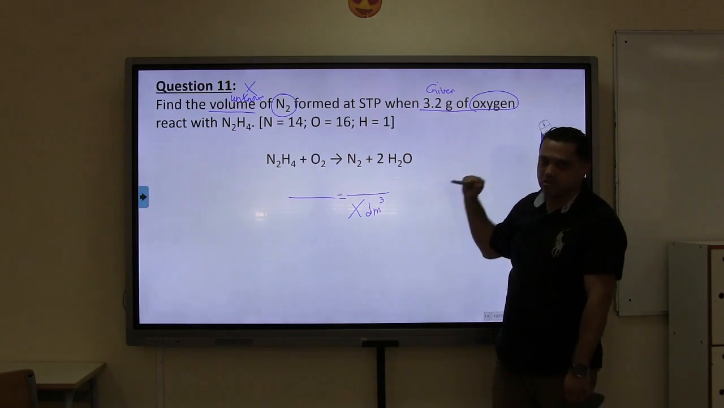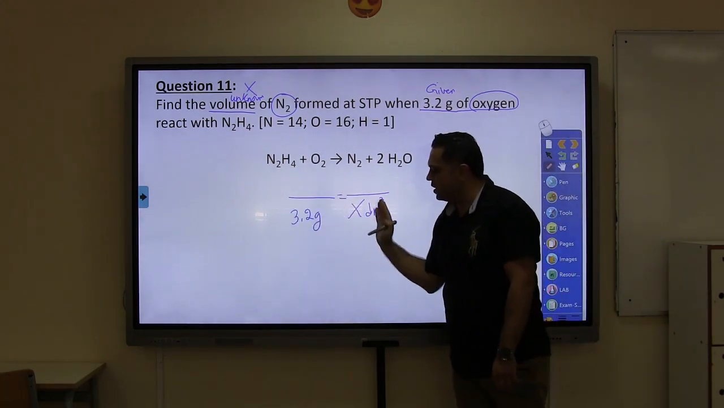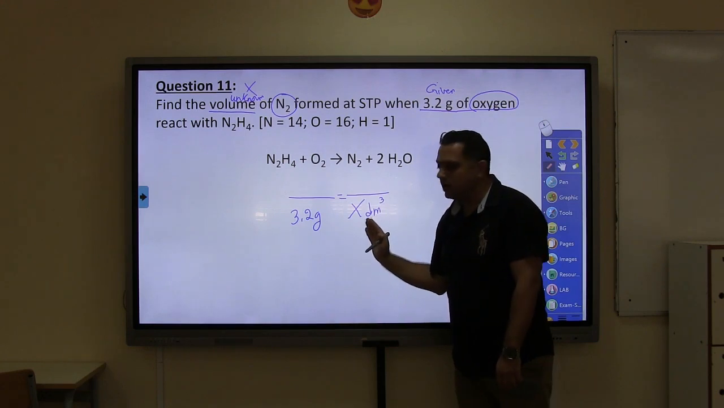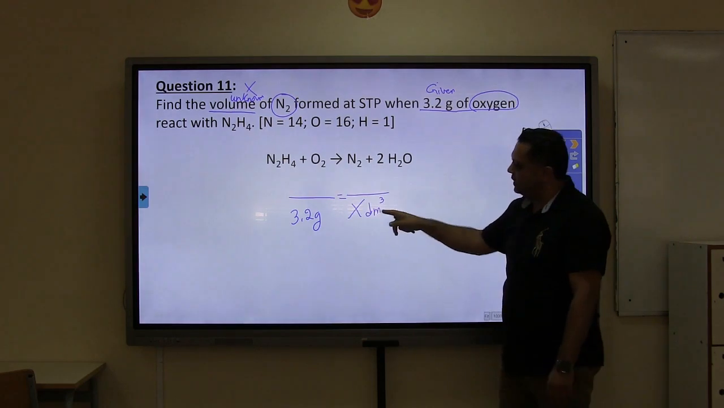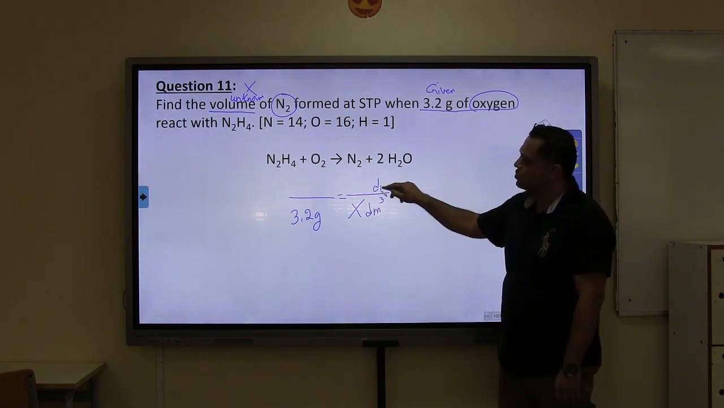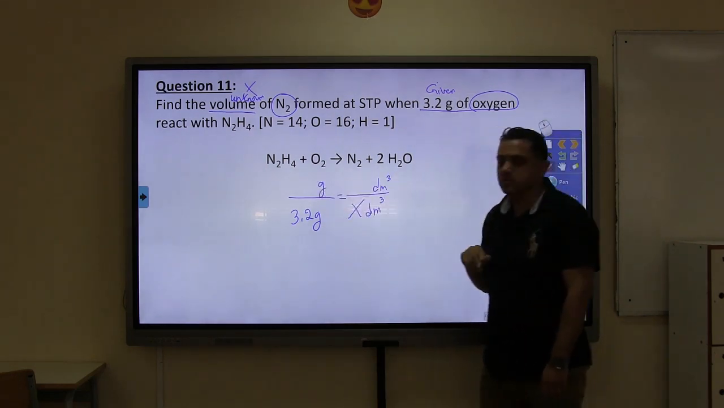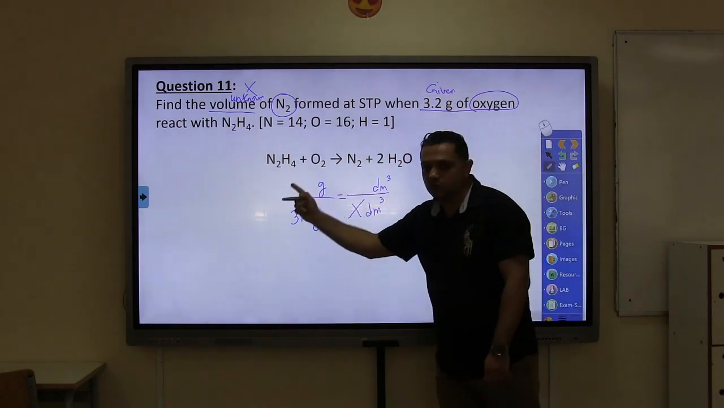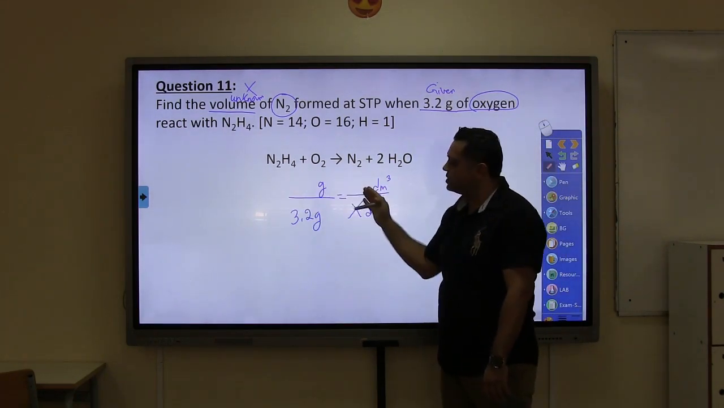3.2 grams of oxygen, where the unknown and the given are at the same level, as we said before. So decimeter cube here, then we check the units. Decimeter cube here, it should be decimeter cube. Here grams, also here grams. But how can I find the most convenient ratio here at the top?